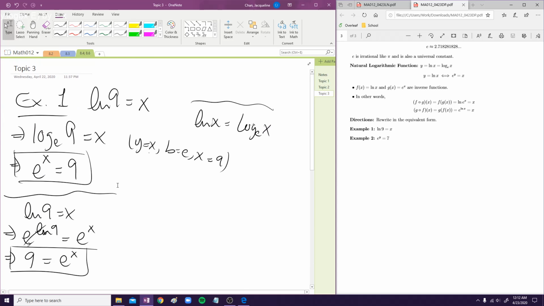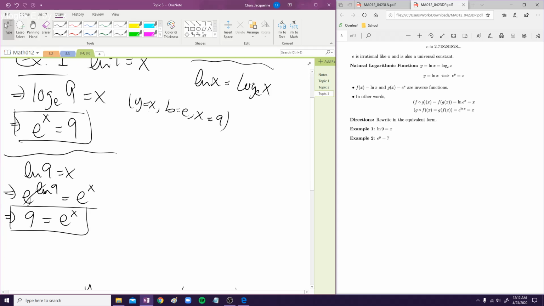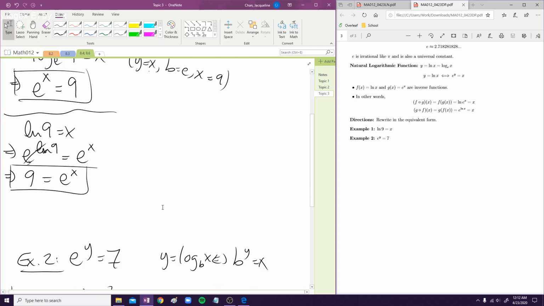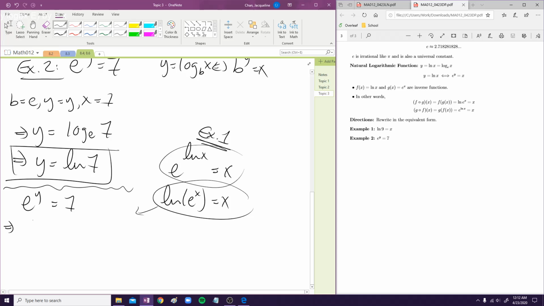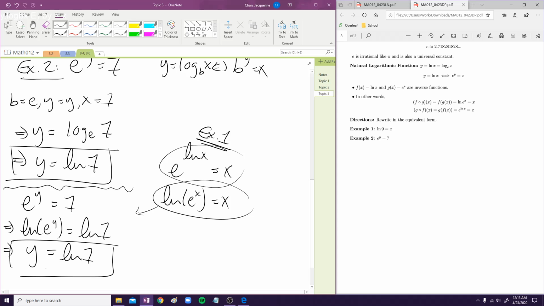If you notice in example 1, I still took the e to both sides, because no matter what we're dealing with, exponentials, logarithms, x's, numbers, we still have to balance our equation. Same case here. If I'm going to take the natural log of one side, I have to do it to the other. Got to keep this balanced. But what do you know about natural log of e? That is 1. So this becomes y equals natural log of 7. Either way works. Just do the one that you are most comfortable with.